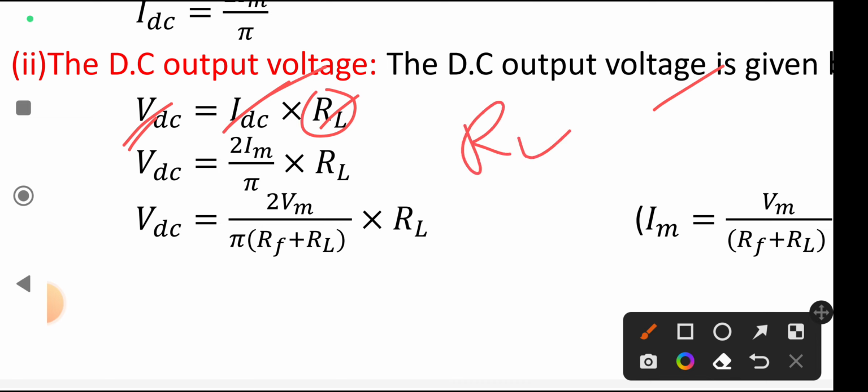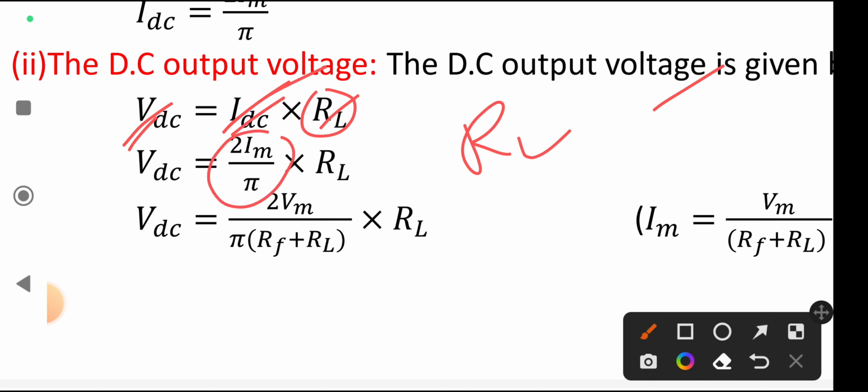Why? Because the DC power, DC current and DC voltage are present at the output only. As input we give AC, and we get DC. That is the main use of a rectifier: a rectifier converts AC into DC. So we give AC as input and take DC as output, which is why DC is present at the output. So VDC equals IDC into RL.